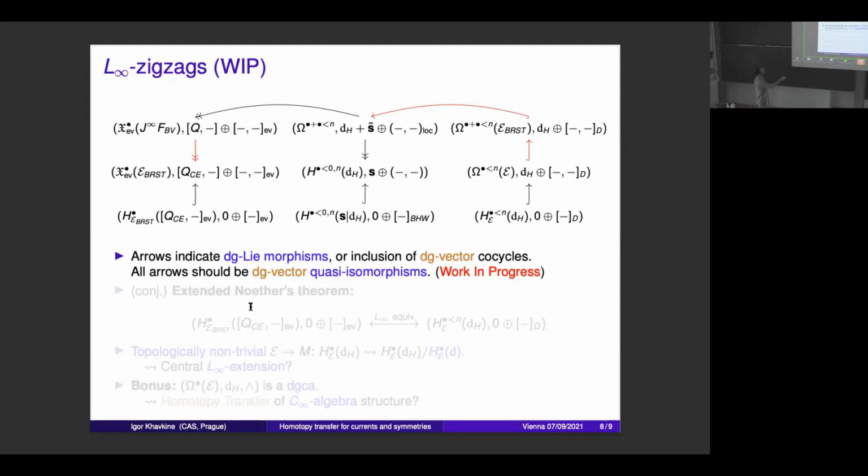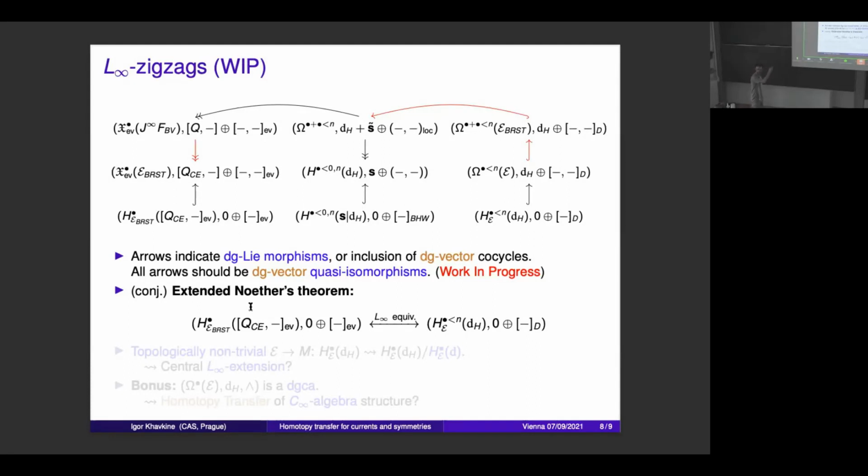So some of these arrows should be checked out in more detail to make sure each does what it's supposed to do. But once that's the case, this suggests an extended version of Noether's theorem, okay? Basically, which says that there should be an L infinity algebra structure on equivalence classes of conserved currents, and an L infinity algebra structure on equivalence classes of symmetries mod gauge. And the two should be equivalent as L infinity algebras.